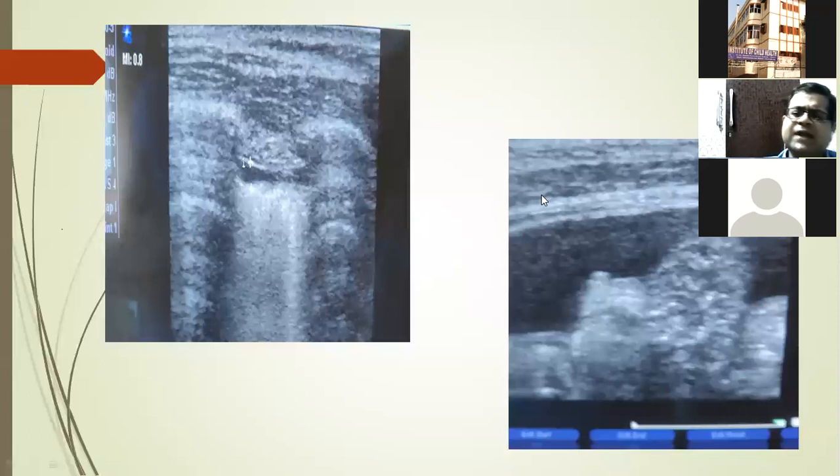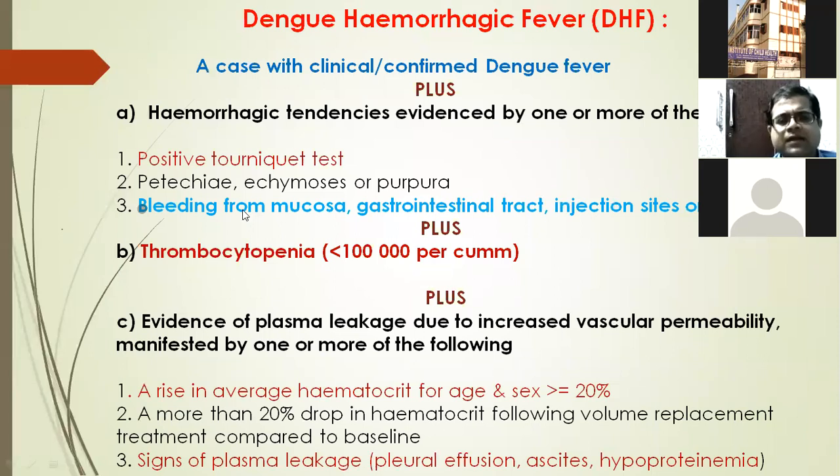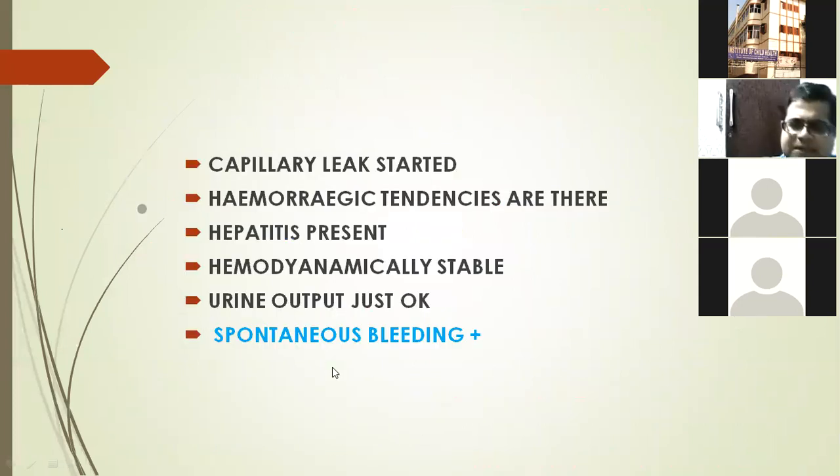So in this patient, you got the same status: an increased bleeding tendency, thrombocytopenia, and capillary leak. Plus, there is a spontaneous bleeding, from the mucosa, which is the new thing. This thing is there, this thing is there, and these two are there. So you got a patient where the capillary leak has started, hemorrhagic tendency is there, spontaneous bleeding is also there, urine output is just okay, hemodynamically stable, hepatitis present. So basically, you are getting a DHF2.